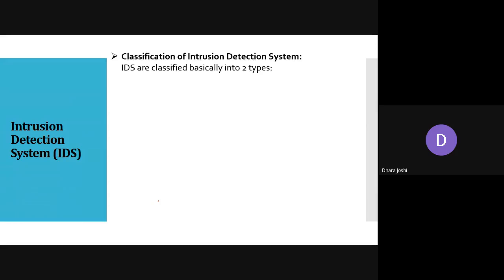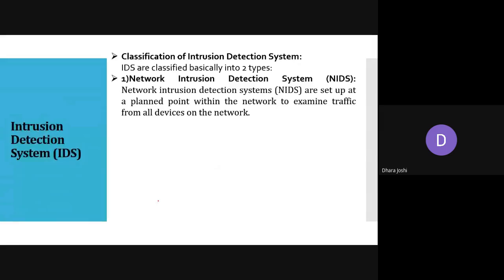Classification of intrusion detection system. These IDS are classified basically into two types. The first type is network intrusion detection system. We know that there are two types as we have studied. The first one is network and the second one is based on host. Host means the system itself.